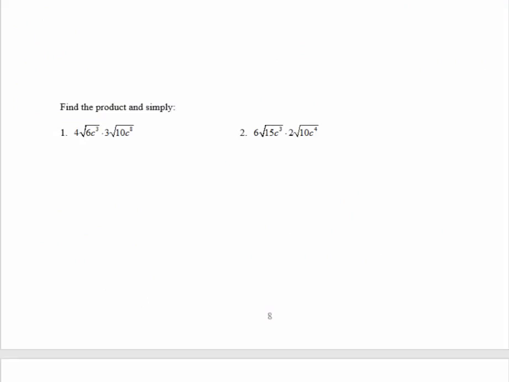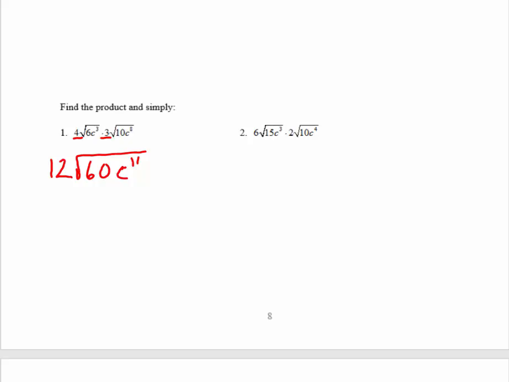Find the product and simplify. 4 times the square root of 6c cubed times 3 times the square root of 10c to the 8th. Well, when we're multiplying and we have multiple radicals, let's put them underneath the same radical to see if that helps. The 4 and the 3 are on the outside, so I can multiply those and get 12. Then I multiply the things underneath the radical. So 6 times 10 is 60, and when I'm multiplying, I add powers, so I get 8 plus 3, which is 11. So I get c to the 11th underneath the radical as well.